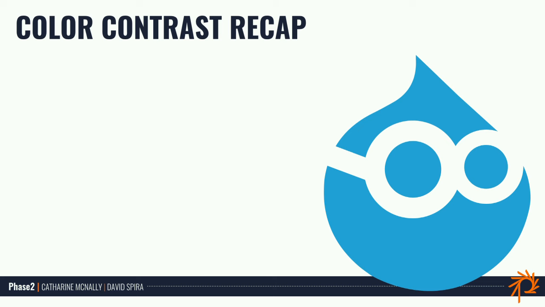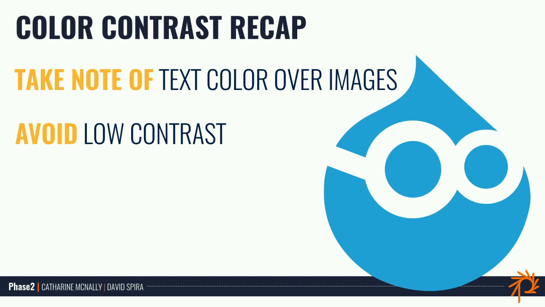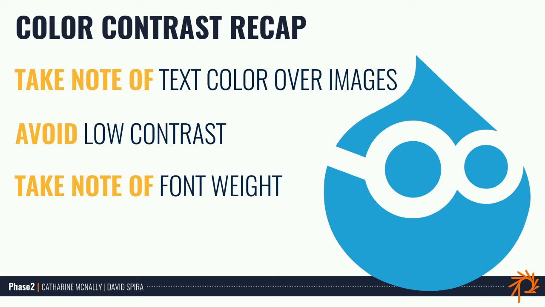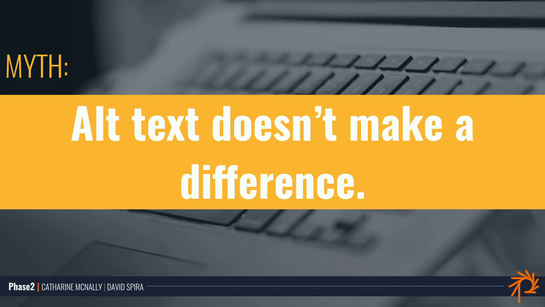So to recap on color contrast, you need to take note of text color over images. Be really mindful of that. Use gradients where necessary. Avoid low contrast in general. Take note of font weight. Again, super thin fonts are going to create a problem. And use color contrast checkers. Be mindful of this stuff. This is a totally predictable problem, and you can get way out ahead of it.